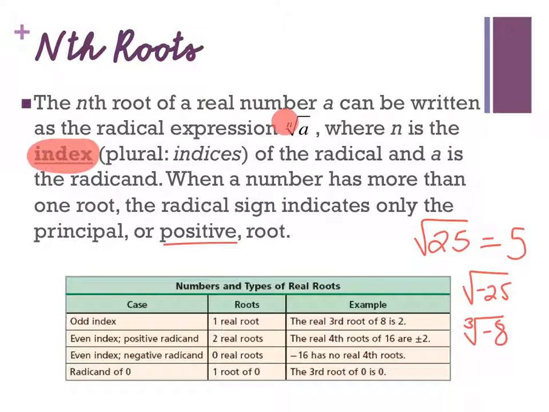And then the last thing says the radicand of 0. So any root of 0 is going to be 0. It could be the 3rd root, it could be the 7th root, it could be the 25th root. Okay? It will always be 0.